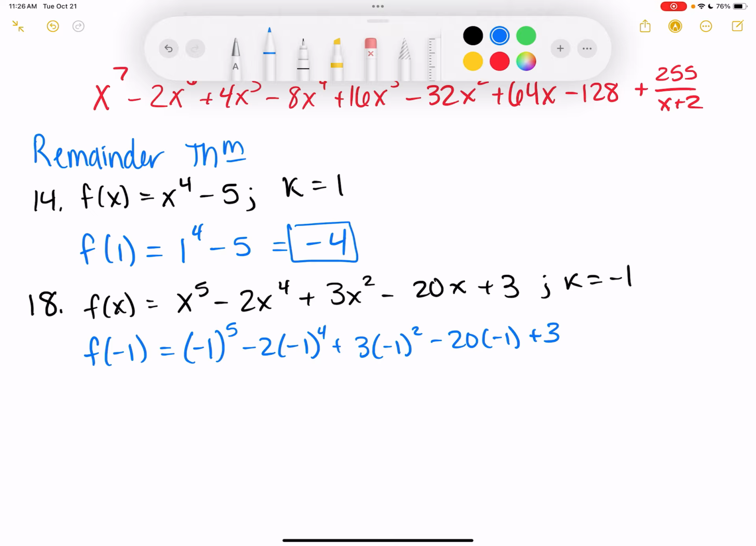So -1 to the 5th is just -1. -2 times, that'll be a +1, is just -2. 3 times -1 squared is +1, so plus 3. -20 times -1 is +20, and then plus 3. So basically, this -1 and -2 cancel with the +3, and so we end up with 24 as our remainder to this problem.